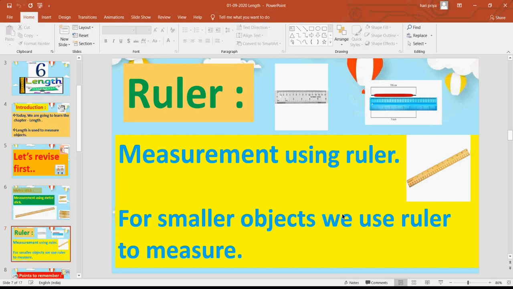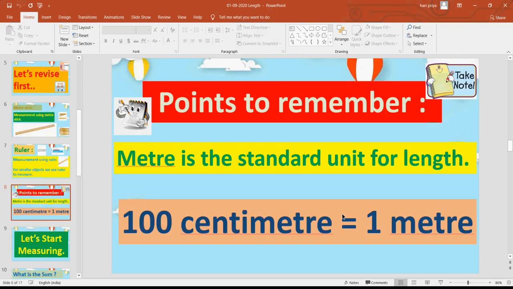So I hope you all have a ruler. Even if you don't have the meter stick, you will have your ruler, right? In the ruler we can measure smaller objects, as I already informed you. In the ruler we also observe there are centimeters and millimeters. So we came across the ruler and the meter stick.